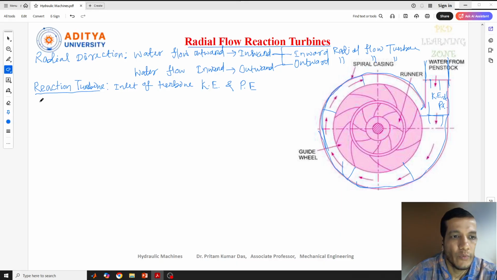So how many components are there? The first one we can say is the casing.